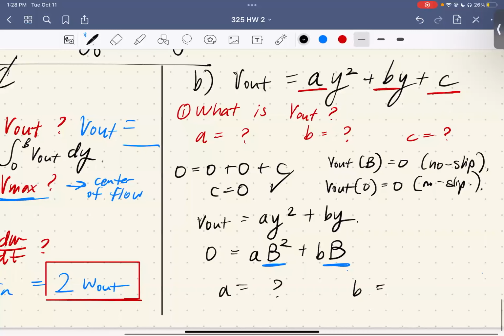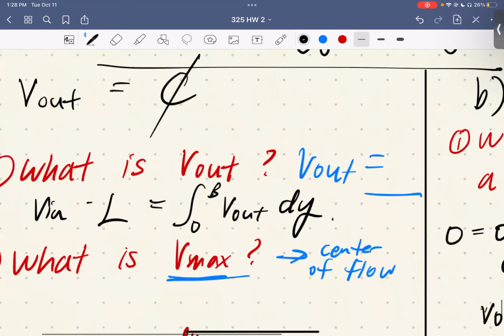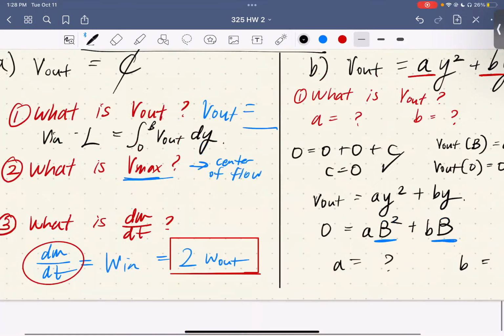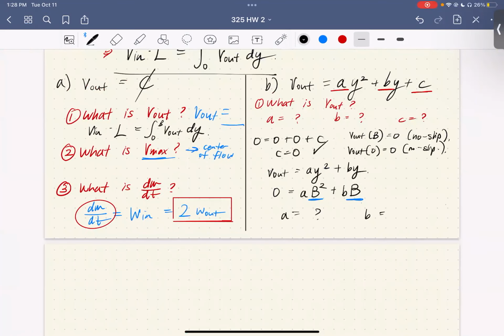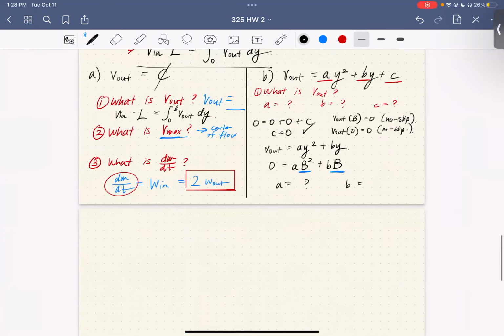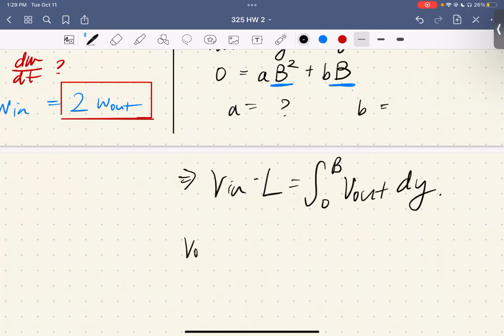So now that we have our coefficients, what we need to do is put it back into this relation that we did earlier for this one. So let's actually create a new page, not a space right here. We're going to just keep going. We have the same expression right over here: V n times L equals the integral from 0 to B of v out dy, right? So we know v out is equal to a y squared plus b y plus c.